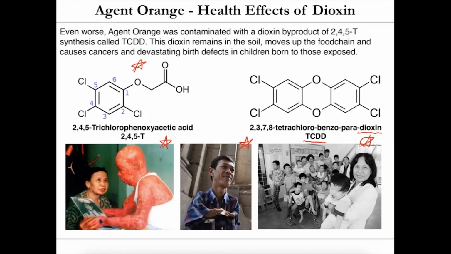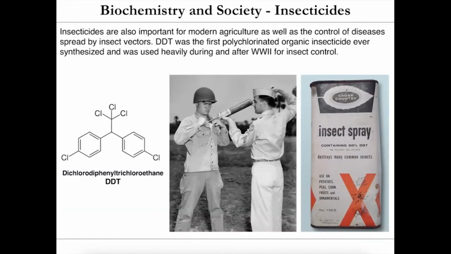And the last topic we're going to talk about in this lecture in biochemistry and society is insecticides. So similarly to herbicides, insecticides are also really important for modern agriculture. So basically any plant that you want to grow for commercial purposes to eat has an insect that wants to eat it and destroy it. So having insecticides that are available to treat plants is really, really useful and really important. And again, throughout most of human history, from the agricultural revolution on, there is very little in the way of being able to control insects.